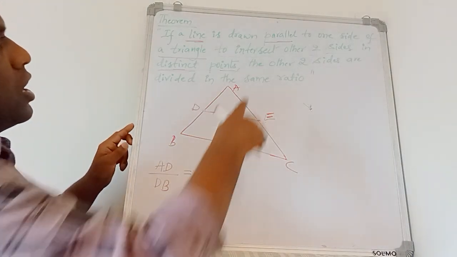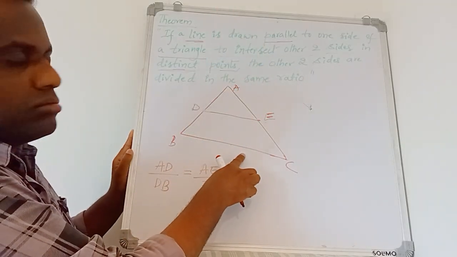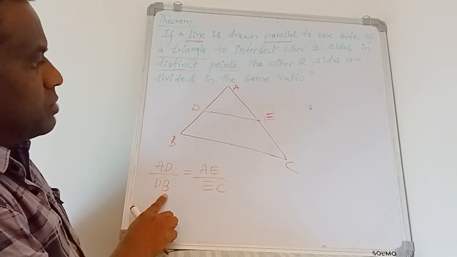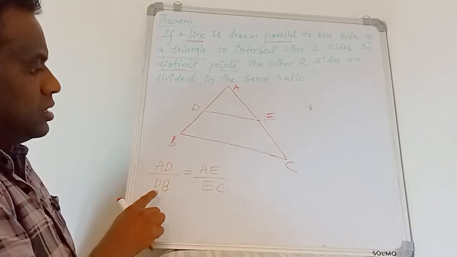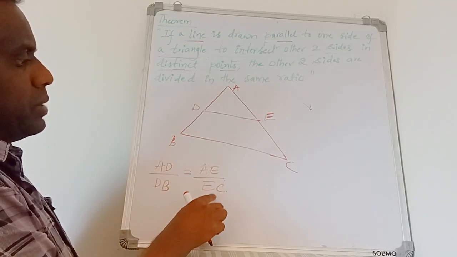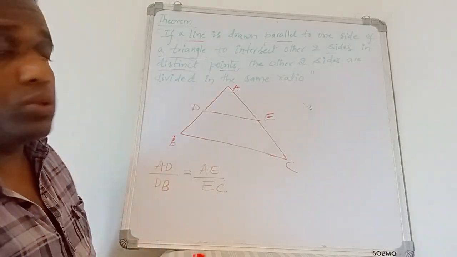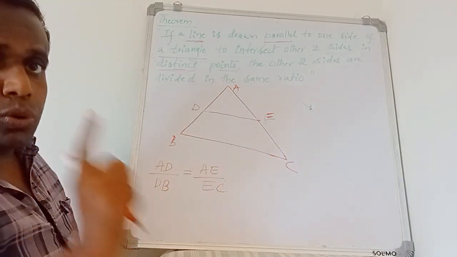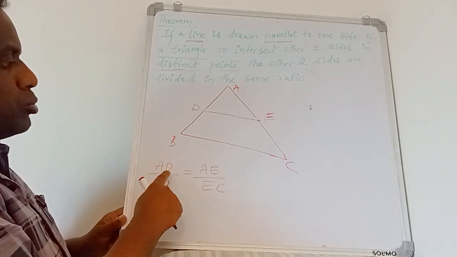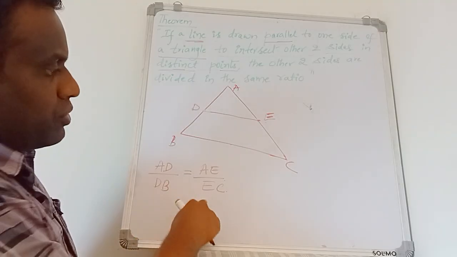So according to this theorem, I have drawn the diagram. Next, what is the theorem saying? When the diagram is like this, the theorem is saying AD by DB is equal to AE by EC. Now what we have to do? We have to prove this theorem. We have to prove, when we have a diagram like this, that AD by DB is equal to AE by EC.